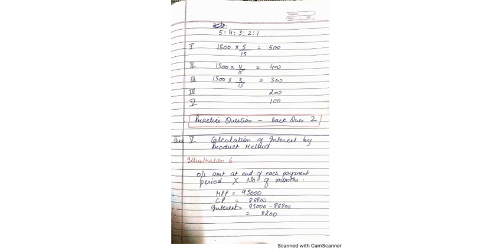And next case is calculation of interest by product method. So in this again we are not having the rate of interest, but here the installments are paid after certain interval, 3 months, 4 months, 6 months, 8 months, or so on. So we will use, where the time period is unequal, we will use this method.